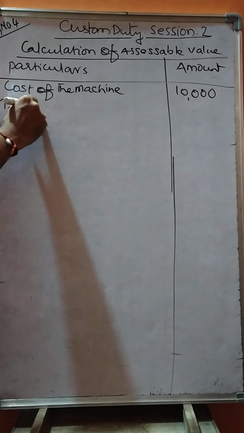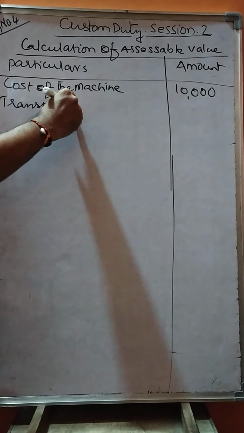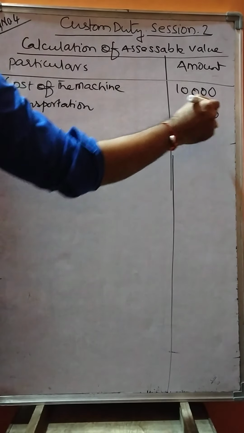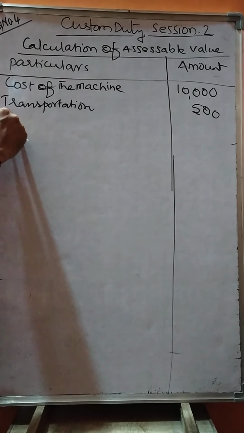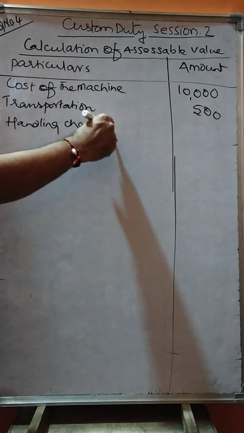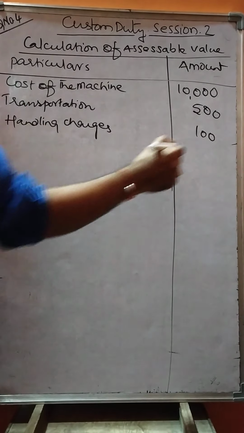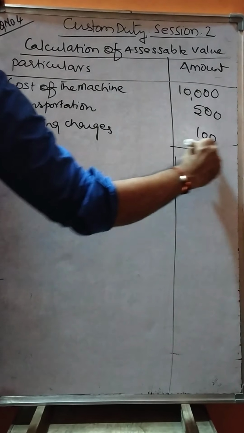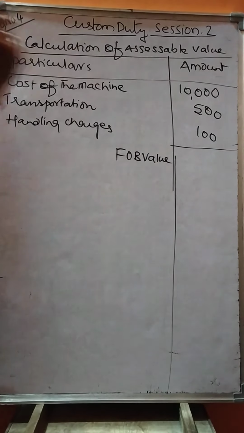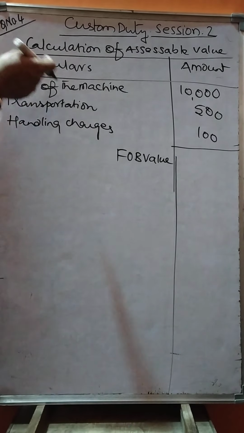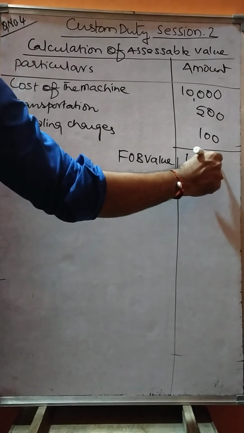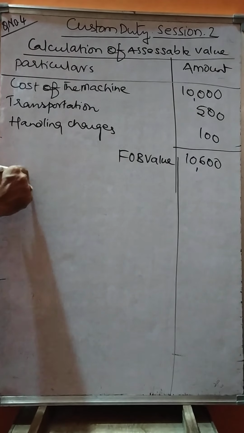Transportation charges. That is given as 500 UK pound. And handling charges, that is given as 100 pound. After adding all this, we are arriving at FOB value. In the previous case question, they had given us FOB value, but here we are supposed to find it out. 10,600.